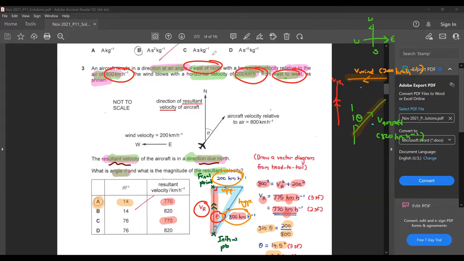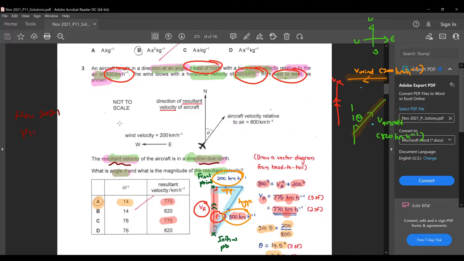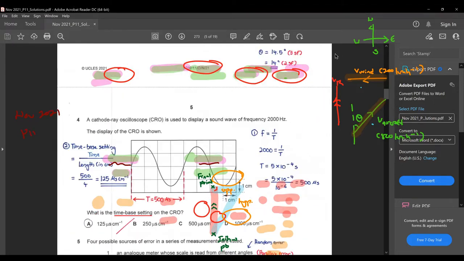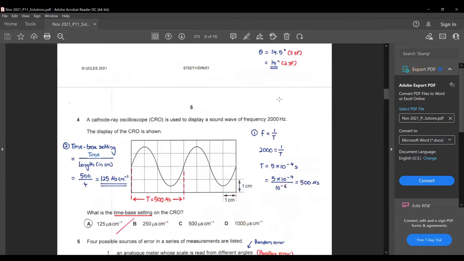Okay, hi Regan. We are under November 2021 P11. We just finished question 3. We are just discussing paper 1 today. So question 3, no issues. Then we move on to question 4.